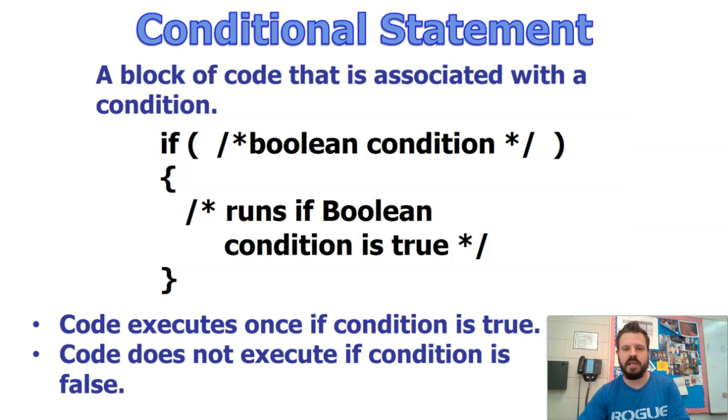So first off, what is a conditional statement? I'm going to say it is a block of code that is associated with a condition. Like we said a second ago, when you think conditional statements, think if statements. Essentially, we're going to say if some Boolean condition, so some condition that we can test whether it's true or false, is true, we'll have some code to run, and if it's false, we'll just skip that block of code and move on with our program. The code will execute once if the condition is true. The code does not execute if the condition is false. That's our simple if statement.